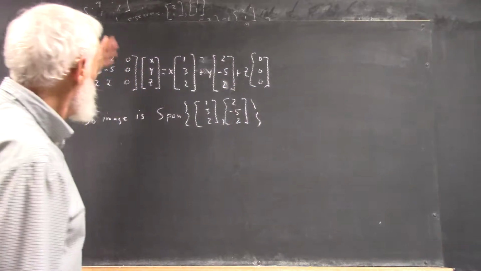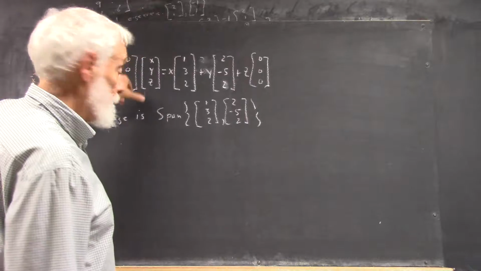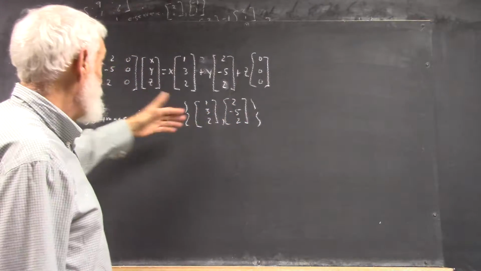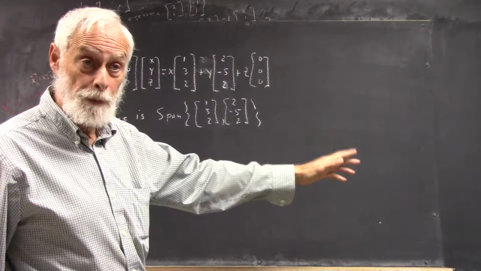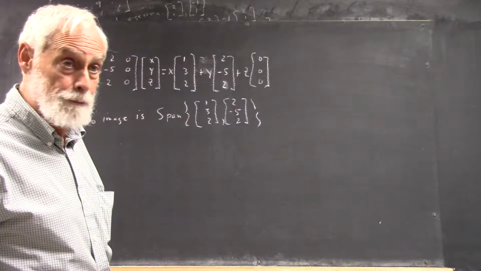Now, in general, whatever your columns are, if a column is something besides 0, 0, 0, then you'd add that to the span, right? So you typically have 3 vectors in the span, but here you only have 2.